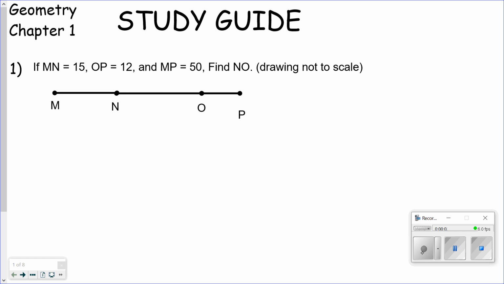Today we are going to go over the Chapter 1 study guide for our test tomorrow.